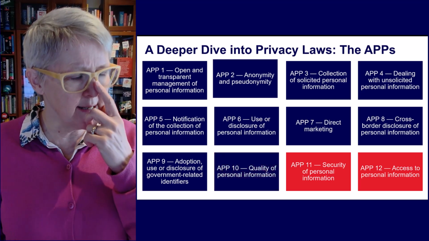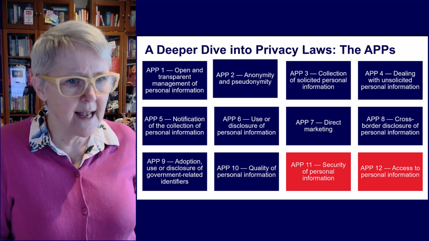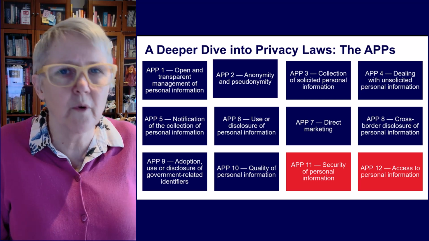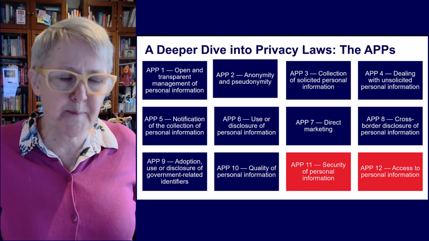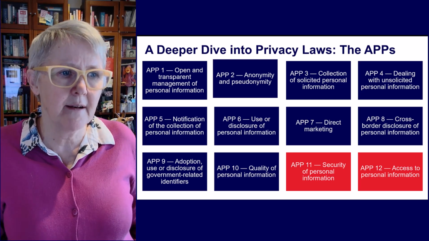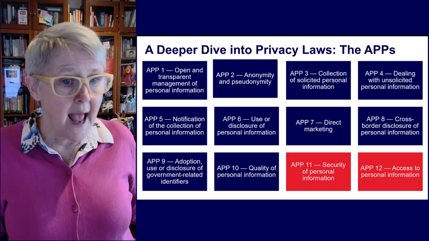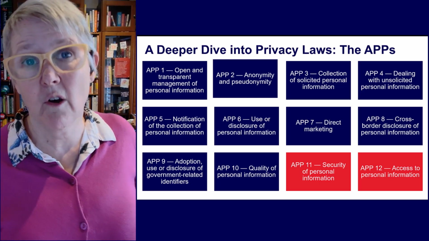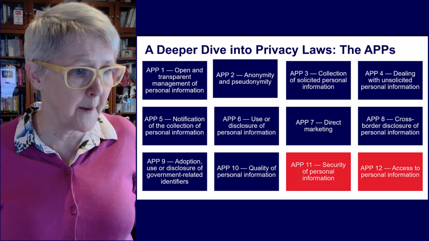So the next one is APP 10, which is about the quality of personal information that is collected and stored. And so companies, to comply with this, or not just companies actually, anybody who's required to comply with the privacy law needs to regularly update its databases and verify the accuracy of the personal information that it holds. And this connects with a right to check that the information that a company holds about you is correct and to verify or update it from time to time.